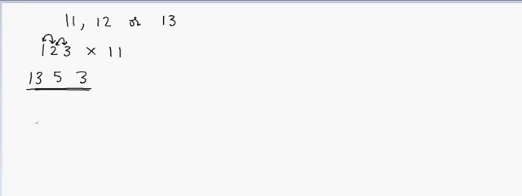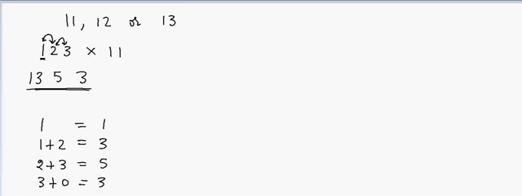Again, how did I do this? My first digit is the same as the first digit we have here. My second digit will be equal to 1 plus 2, the first digit plus the second digit. My third digit will be equal to the second digit plus the third digit, and the last will be equal to the last digit plus 0, because we have nothing else left. So that will be equal to 1, 3, 5, 3. So that's my answer, 1353.